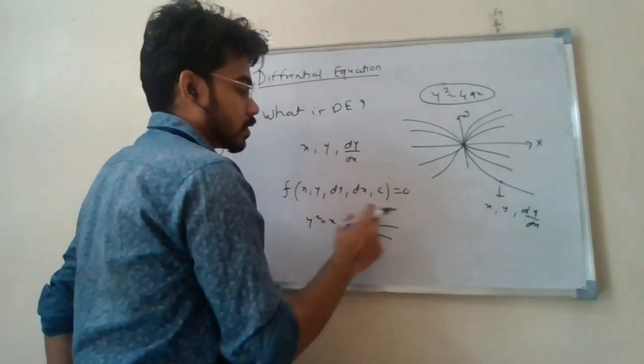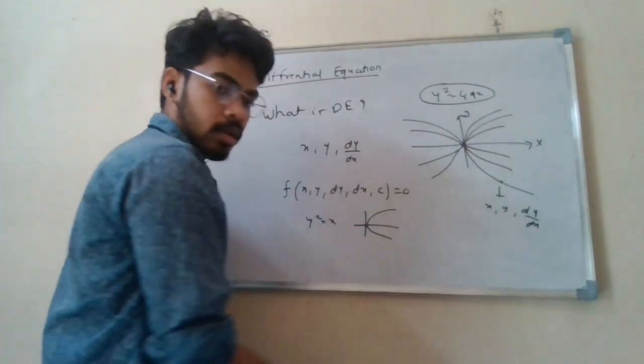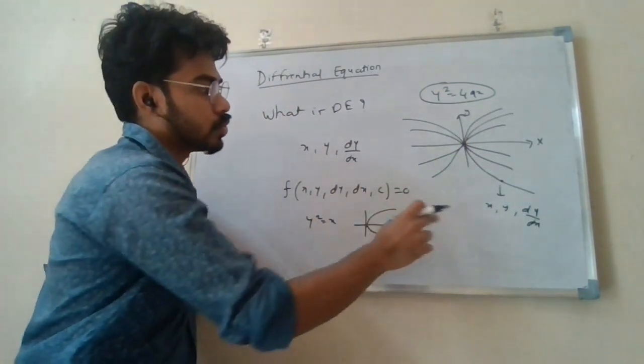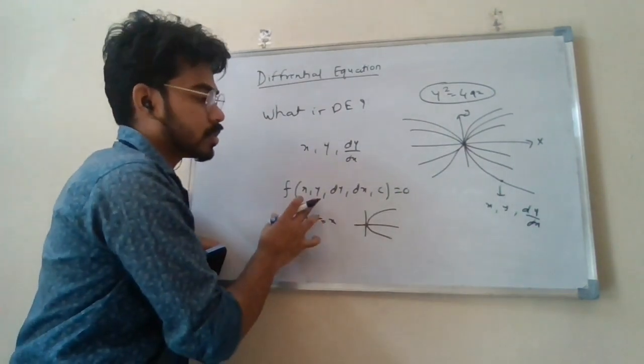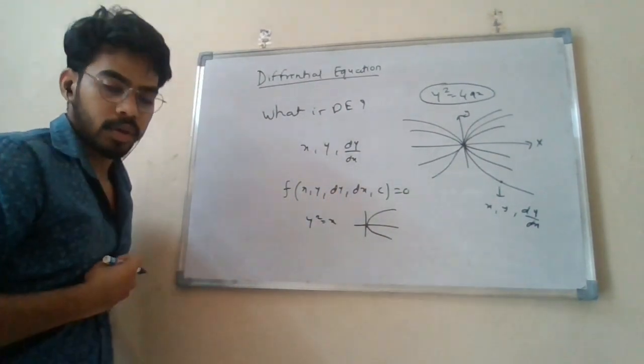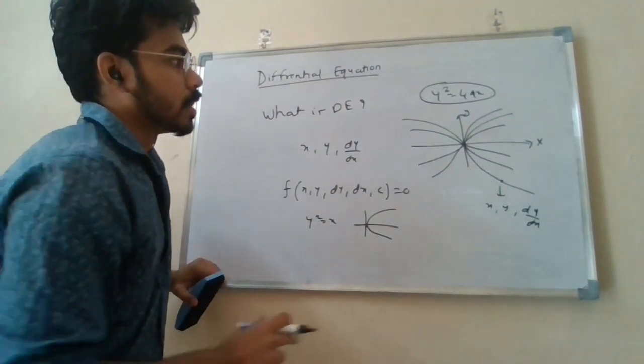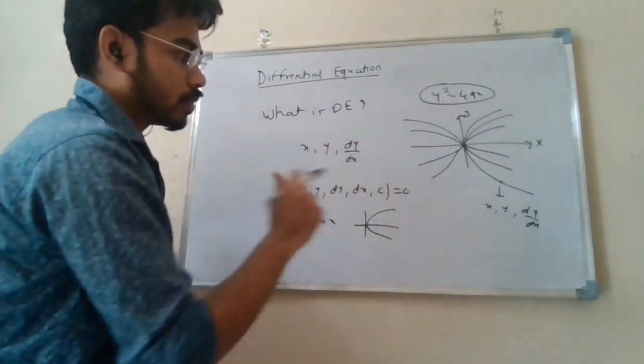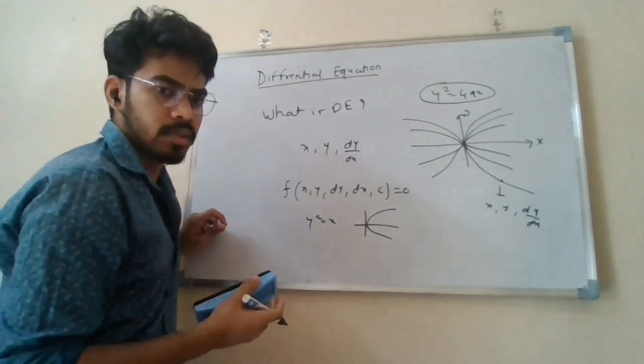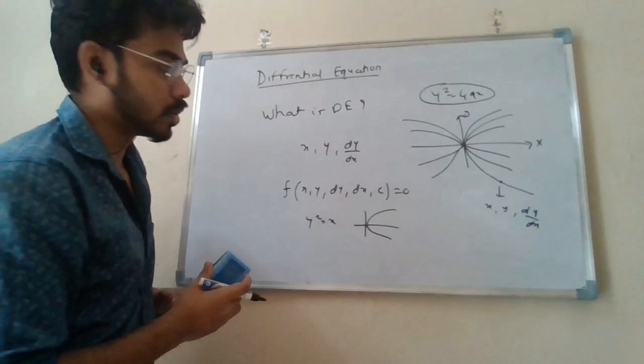So this is true for all the points throughout the curve. Means any point we choose on this curve satisfies the differential equation. Okay, so this is the main concept, and next we will see what is the formation of a differential equation.